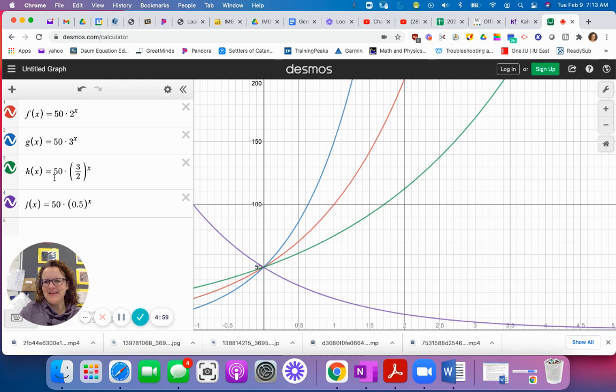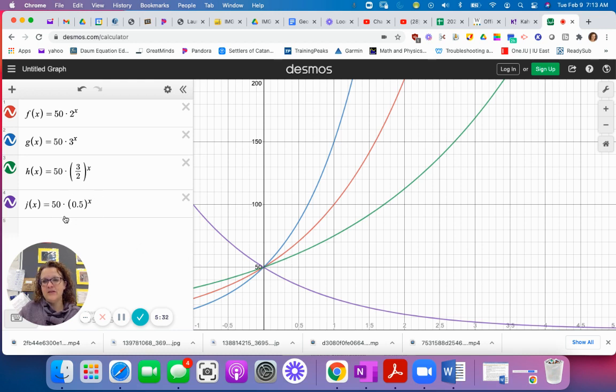And then h of x, I have my initial value of 50 and it's times 1.5. So my growth is going to be slower. You see that one is the lowest graph. It's the least of the three that are growing. Blue is growing at a faster rate because the growth factor is the biggest. Red is growing at a medium rate because the growth factor is in between 3 and 1.5. And 1.5 or 3/2 is growing the slowest.